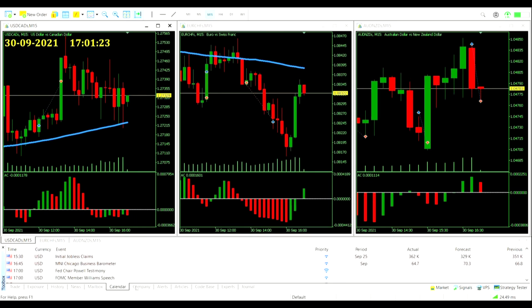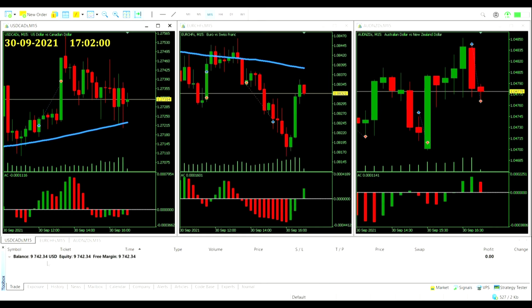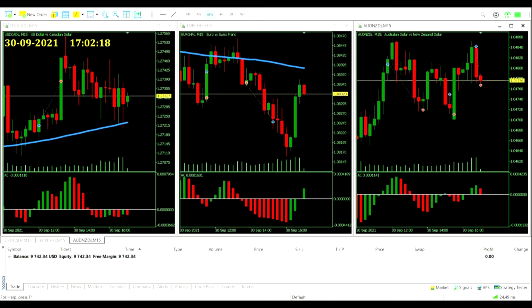Although I will just report on the last numbers of the day coming out. The Chicago Business Barometer in the US, 64.7 actual against 70.3 forecast. A little bit weaker than expected for the business outlook there, but not catastrophic by any means. So we do finish the strategy with about a 2.5% loss. From our starting balance, we were at $10,000 exactly when we started, finishing at $9,742.34. Not a good day's trading today, particularly on the Australian dollar, New Zealand dollar.